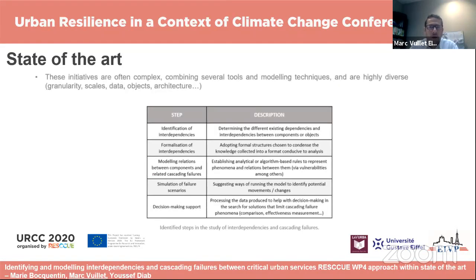After studying 52 references describing 32 initiatives, we have established that there is a great diversity of approaches. They generally contain all or part of the steps indicated here: how to identify interdependency, how to formalize this interdependency, how to model a relation between components and related cascading failure, how to make simulation of failure scenarios, and then how to integrate it in a decision-making support tool.